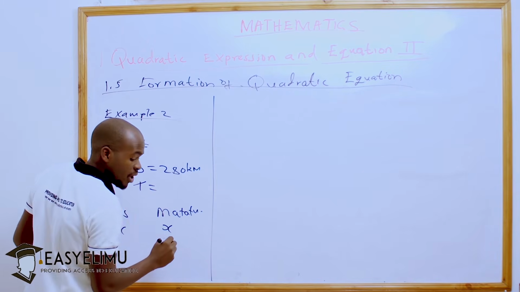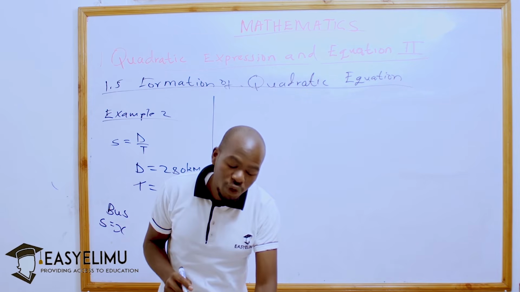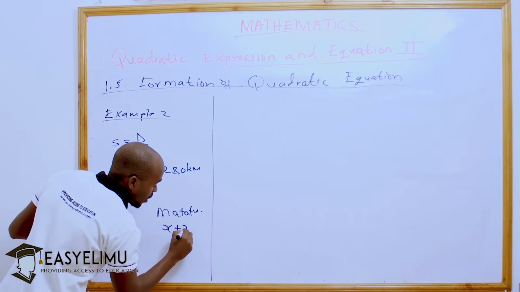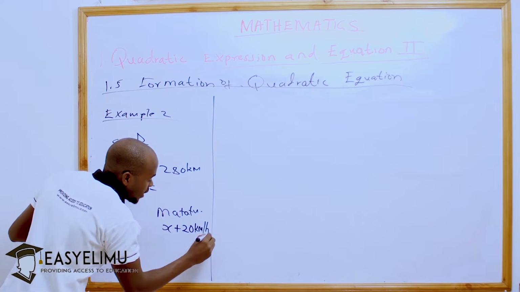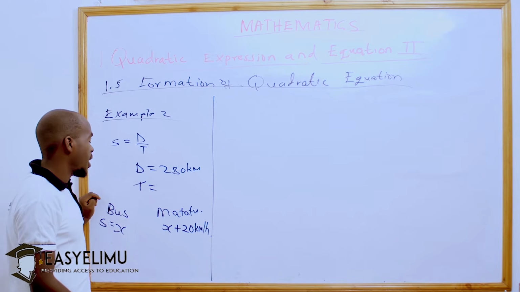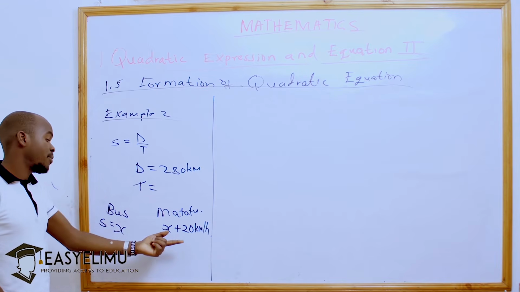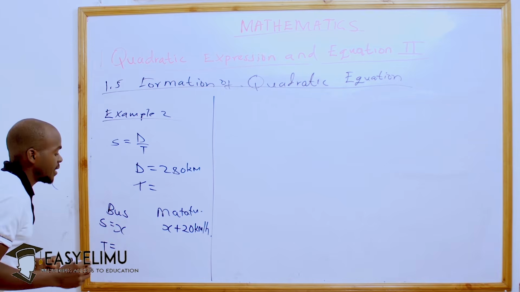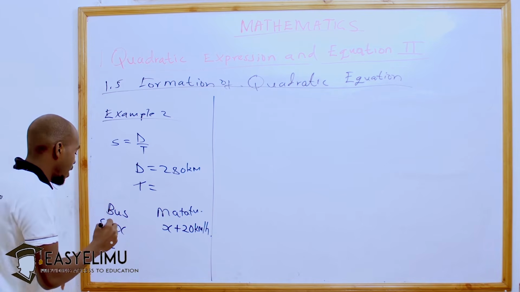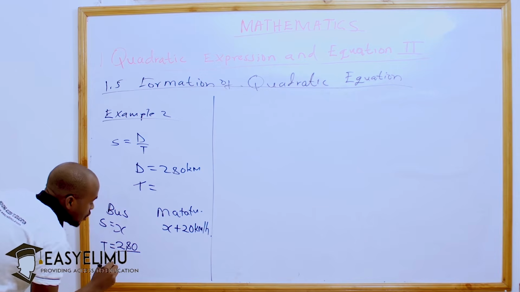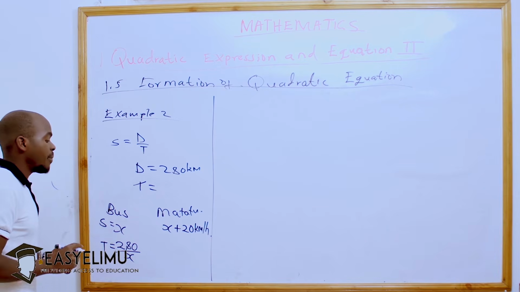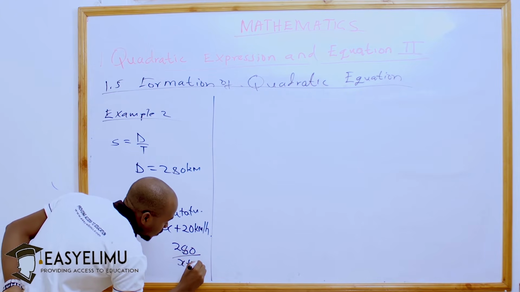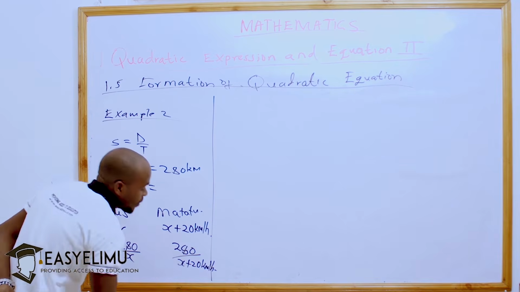And that of the matatu now will be, if the matatu maintains a speed of 20 kilometers per hour faster than the bus, so meaning the matatu will be going at x plus 20 kilometers per hour. That is the speed of the matatu, and this is the speed of the bus. Now the time that the bus will take will be the total distance covered over the speed of the bus, and for the matatu it will be 280 over x plus 20 kilometers per hour.